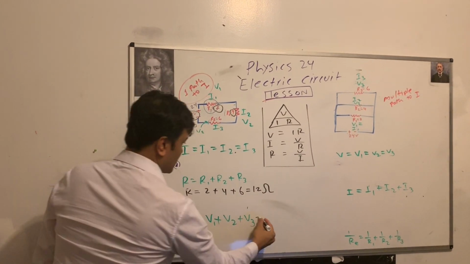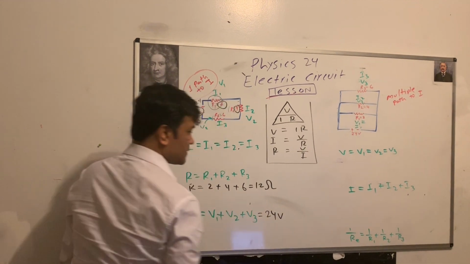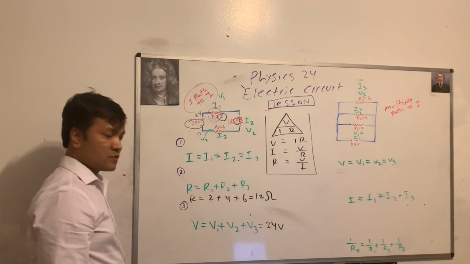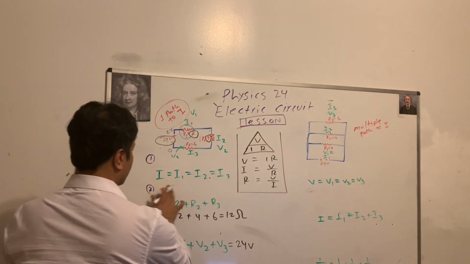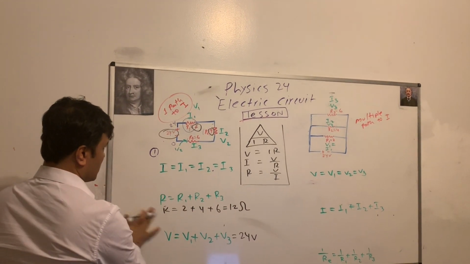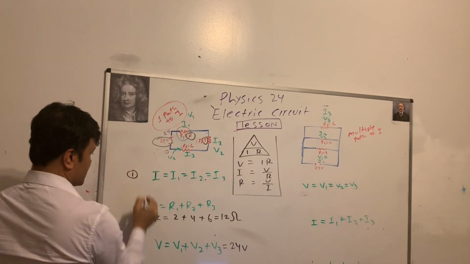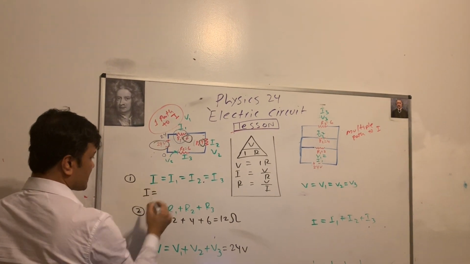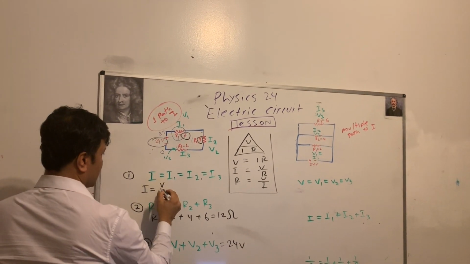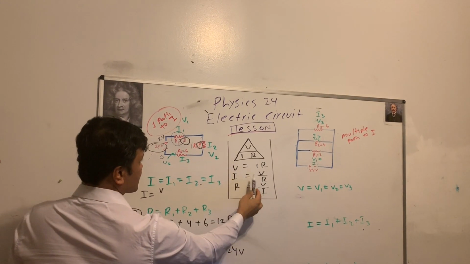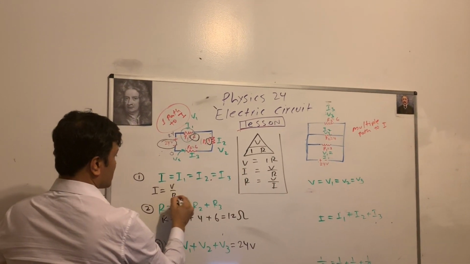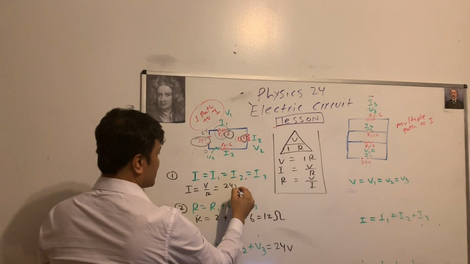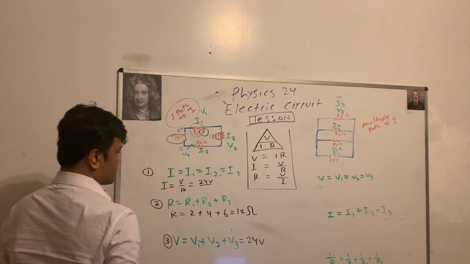Total voltage is 24. 24 what? 24 volts. Now how can you find the current? Use VIR. So total current is V over R. It's 24 volts over 12.